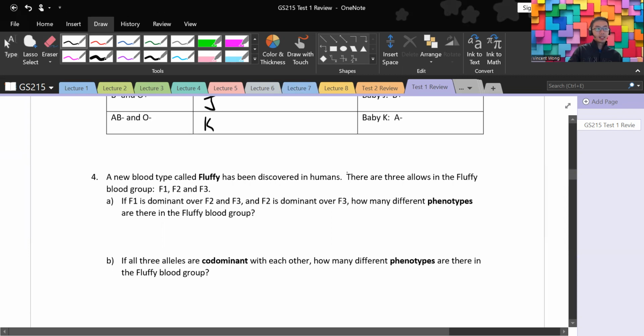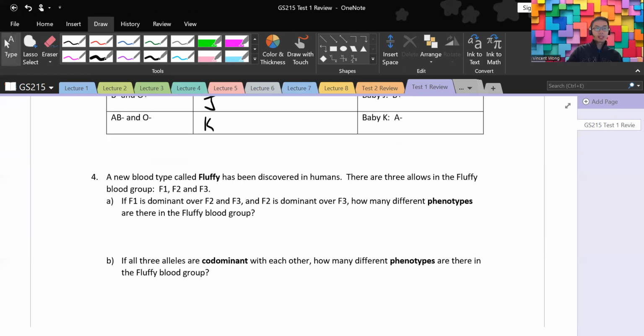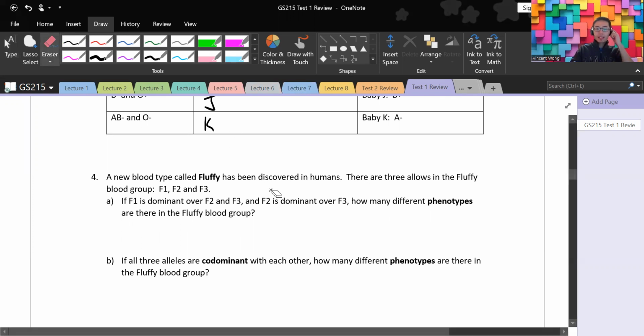Next, we have this thing that we did before in class, but let's just go through it again. A new blood type called fluffy has been discovered in humans. There are 3 alleles in the fluffy blood group, F1, F2, and F3. If F1 is dominant over F2 and F3, then F2 is dominant over F3. How many different phenotypes are there in the fluffy blood group?